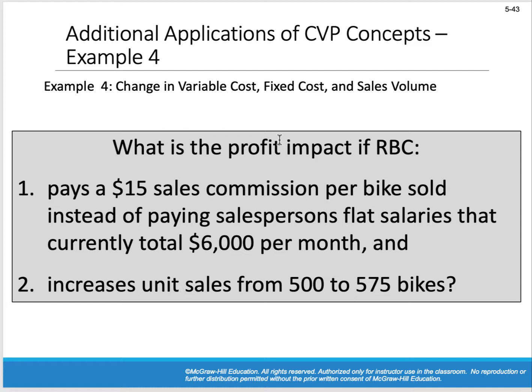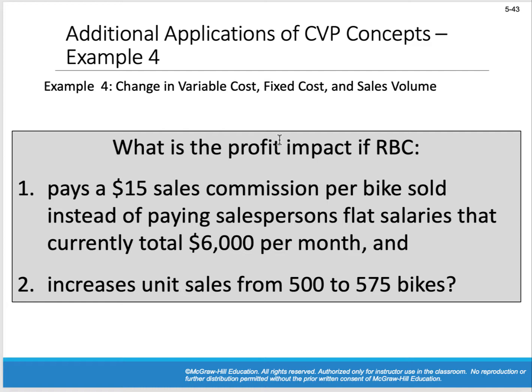CEO steps up and says, folks, again, we got to increase sales. Any ideas? Again, our marketing manager says, I got an idea. What if we increase the sales commission we pay per bike instead of paying our salespeople a flat commission? Sounds good. That might work.